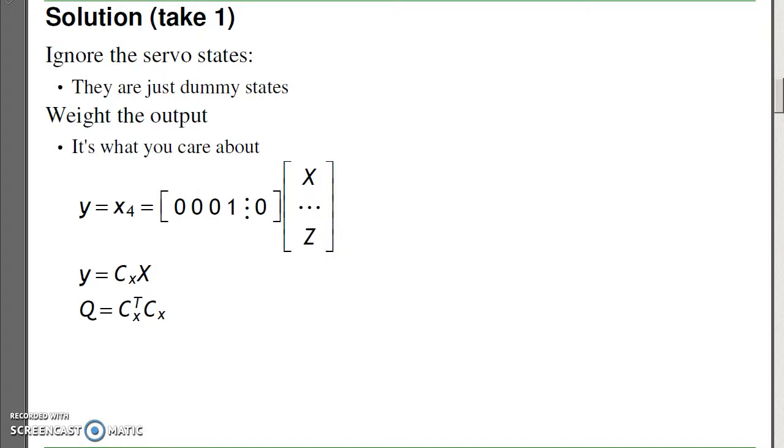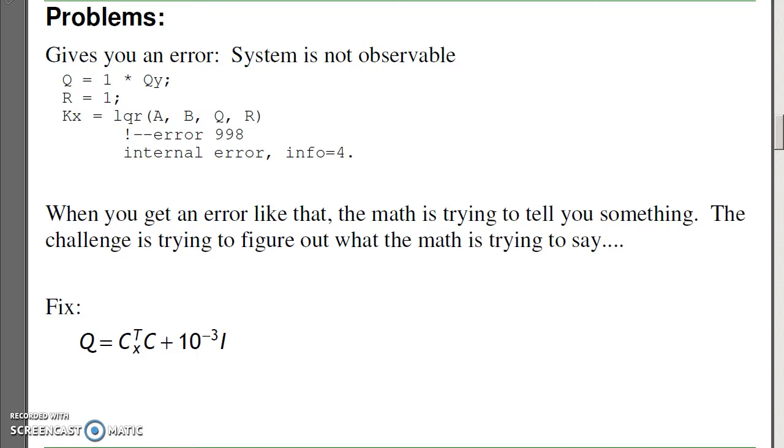One approach. I've got a bunch of states. The state that I really care about is the fourth state. That's the output. So it would make sense that I want to weight the output, weight y. So Q will just be C transpose C, where C is the C matrix corresponding to y equals Cx. Problem with that. If I try using LQR techniques with a servo compensator and having Q just weighting the output y, I get an error.